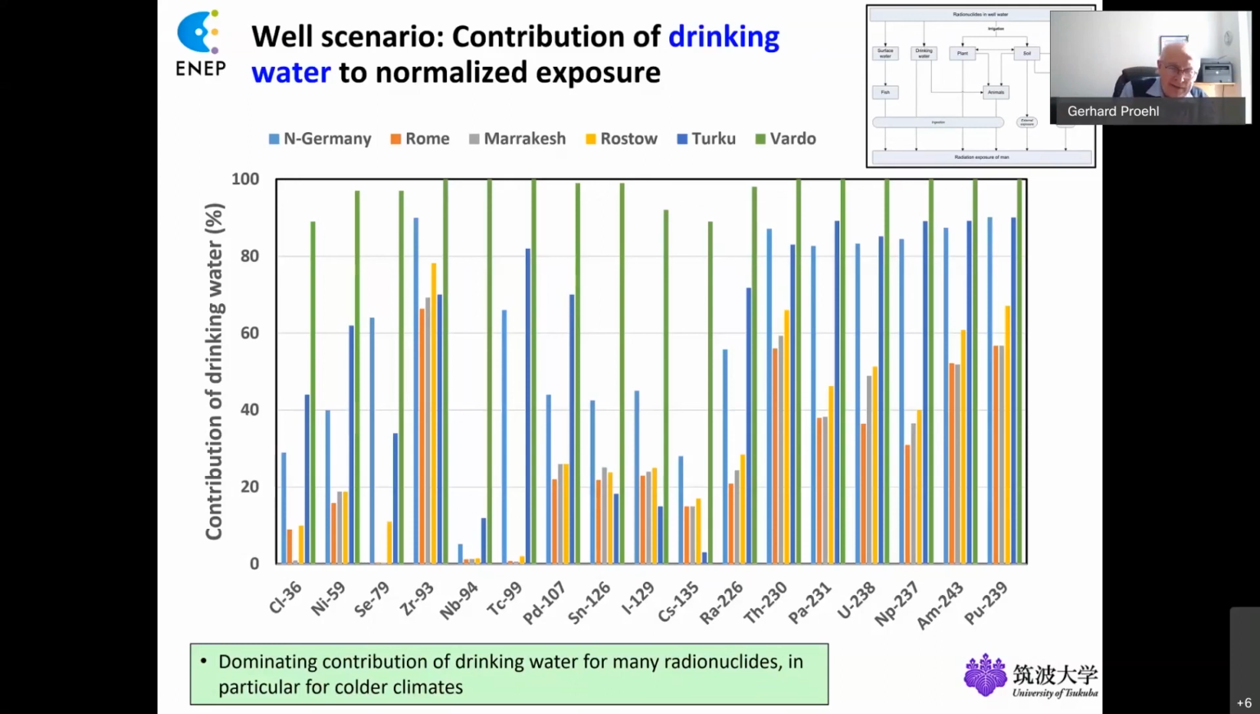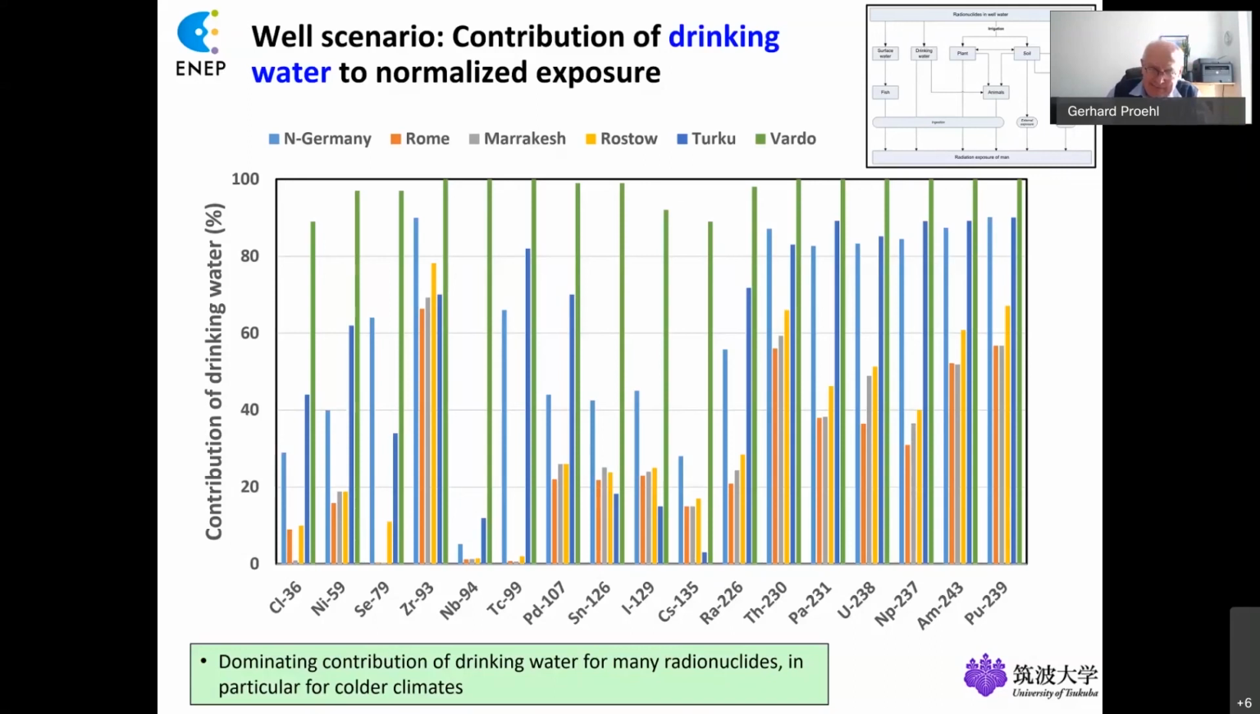The other point is, if you look at selenium, there are sites where drinking water is not relevant, probably Rome and Marrakesh, but where it is important, as in Turku and Wado in the north, where we don't have irrigation. The same you see for technetium. So we have a dominating contribution of drinking water for many radionuclides, in particular for colder climates.